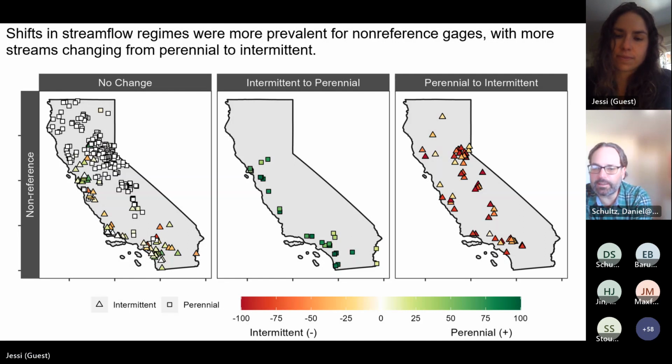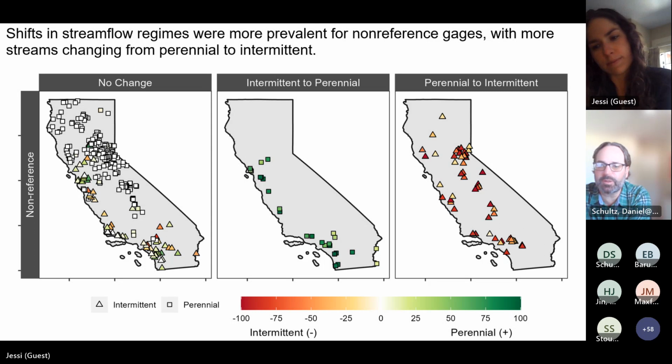Okay, I have a question in chat. Maybe I missed this, but why was 15% used as opposed to some other number like 10 or 20%?